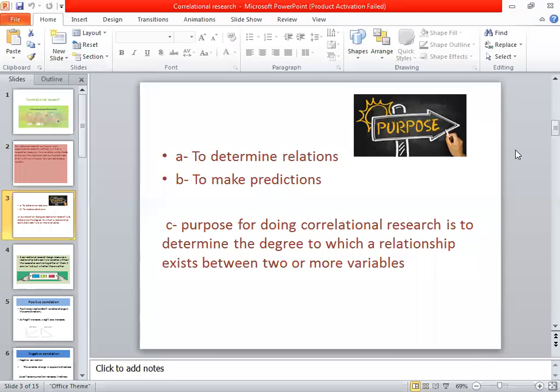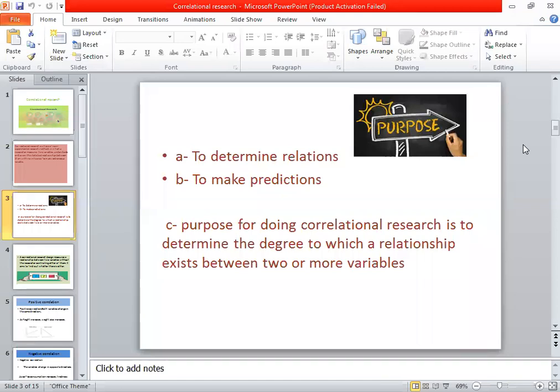Why? Because correlational research can be of different types. Prediction studies are also one type of correlational research. So when we want to determine the relationship between variables without giving focus to the cause and effect relationship, we conduct correlational research. And when we want to make predictions about other variables on the basis of knowledge about one variable, we are again doing correlational research.